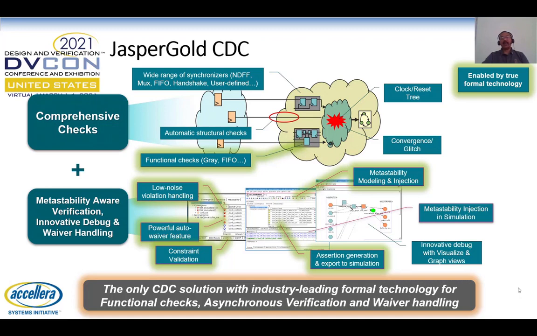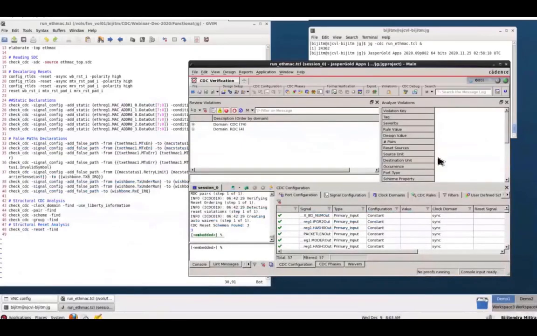Now let's take a look at a short demo to understand how you can use JasperGold to perform functional checks and metastability aware verification to do effective CDC sign-off. I hope you are able to see my VNC. I already have the JasperGold CDC session up and running. I've run the structural analysis.